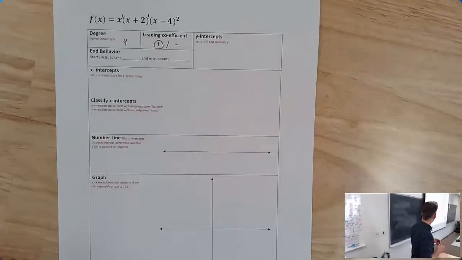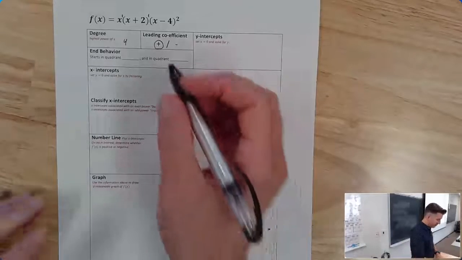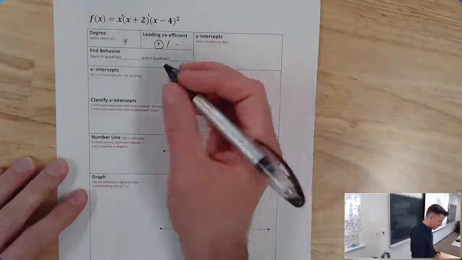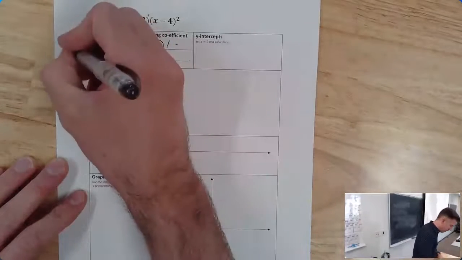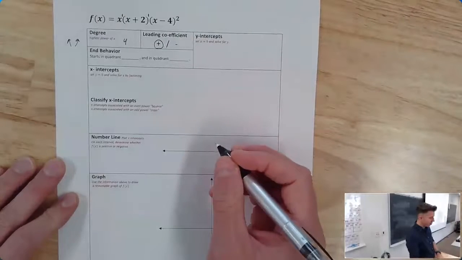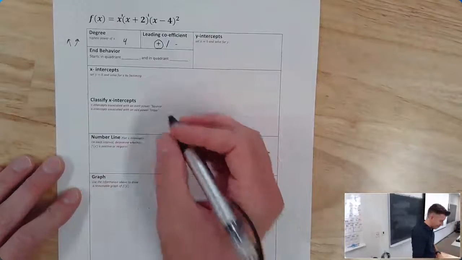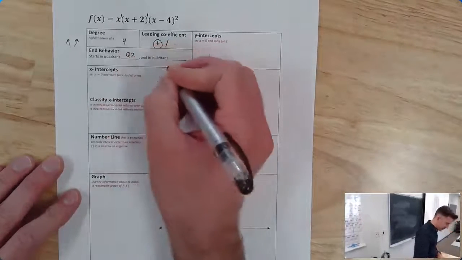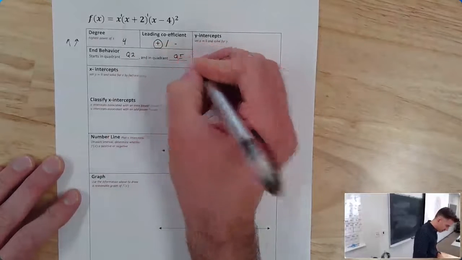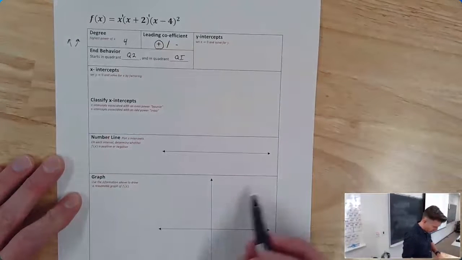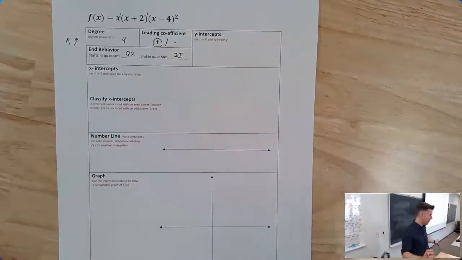Oh, and end behavior. So let's see, degree is even, meaning they're both going the same way. They're either both up or both down. And the leading coefficient is positive, meaning they're both going to be up. So we're going to go up, up. Or if you want to say words about quadrants, we're starting up in quadrant 2 and we're ending in quadrant 1. So we're going to start over here and end over here. Some stuff's going to happen in the middle.